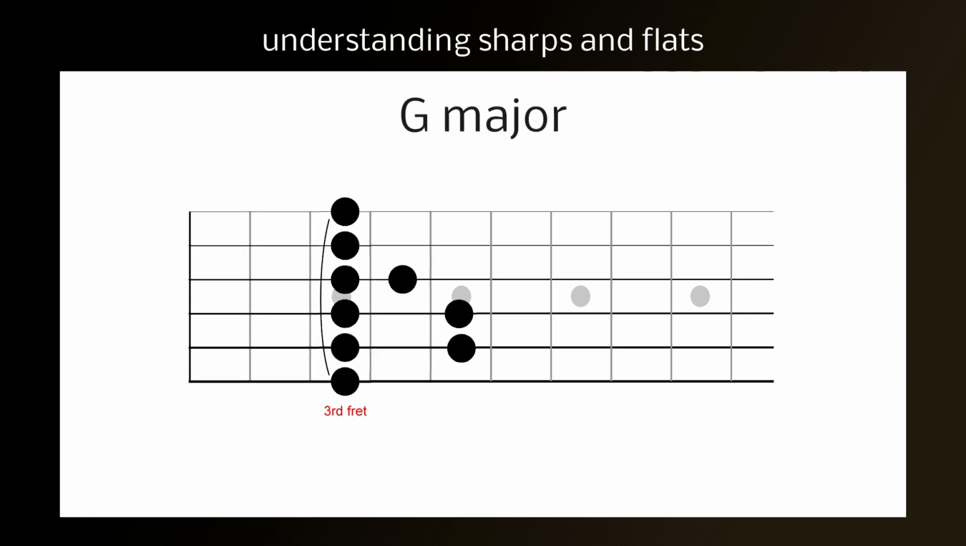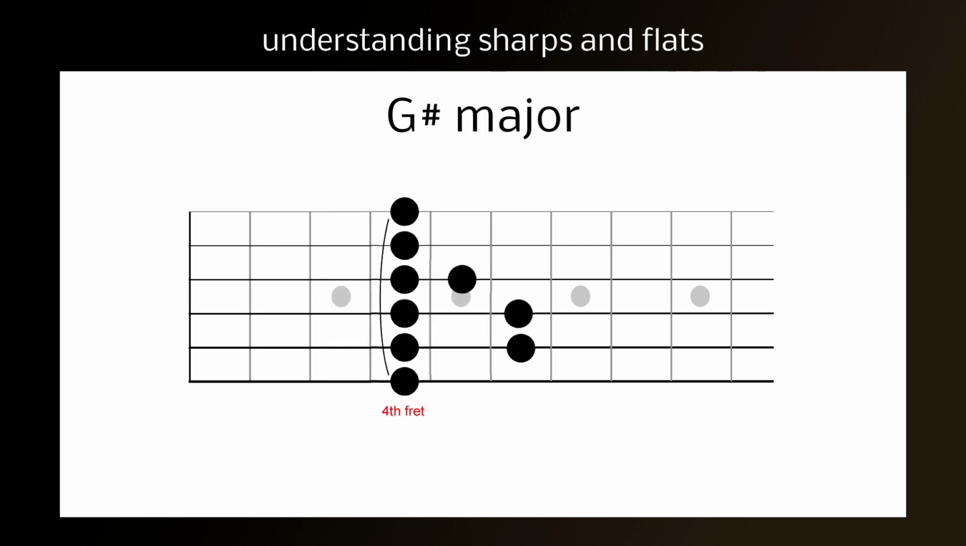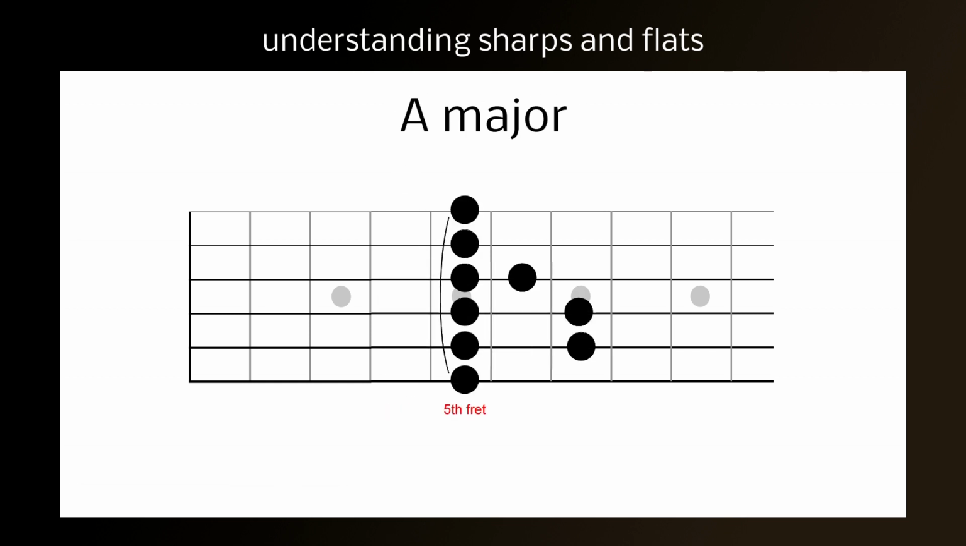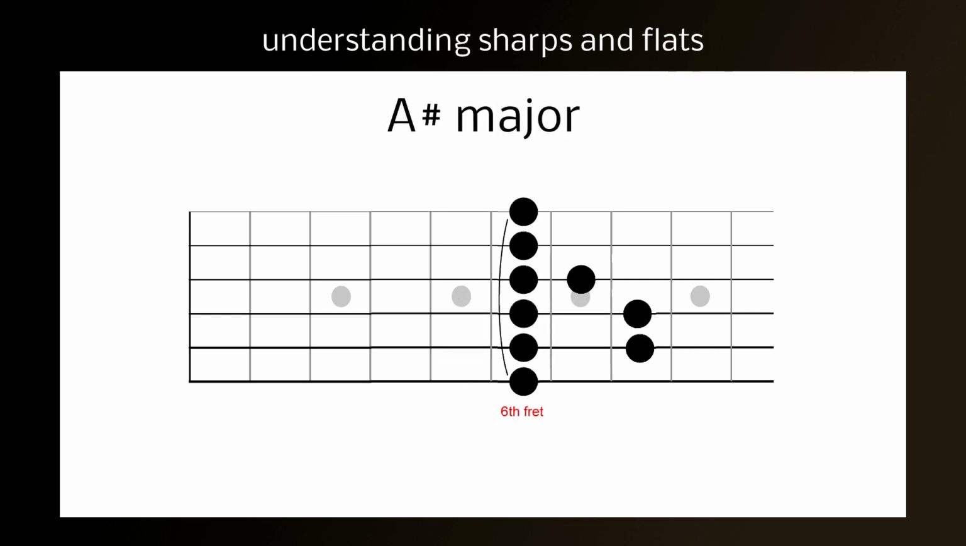So, if you were to get a G major in the 3rd fret and take it up to the 4th fret, it would become G sharp major. Also, if you were to take the A in the 5th fret and take that up to the 6th fret, or up a semitone, that would be A sharp.